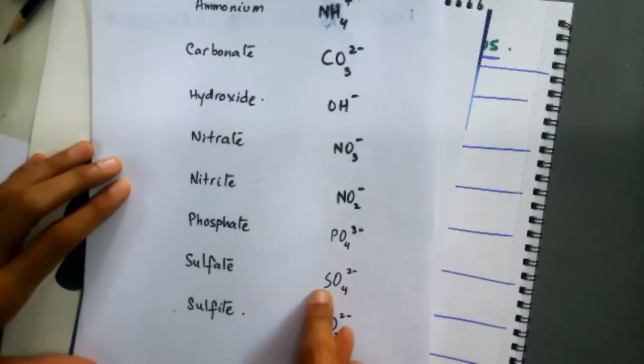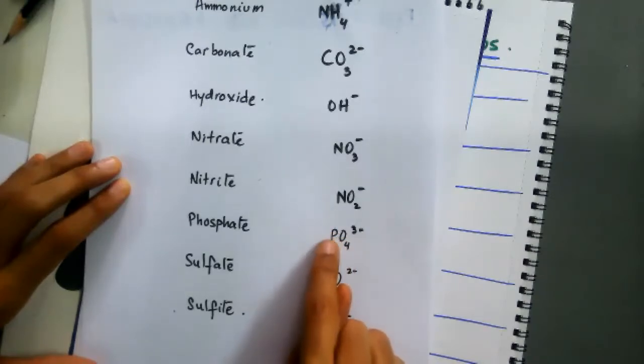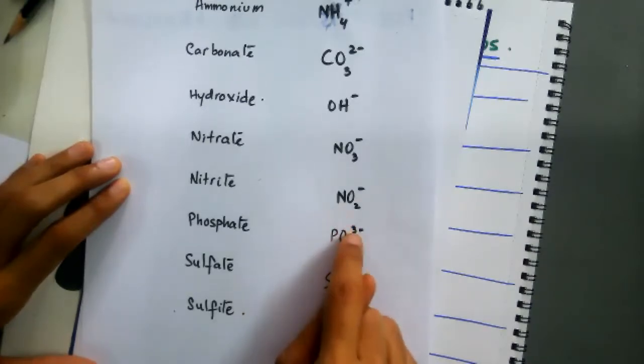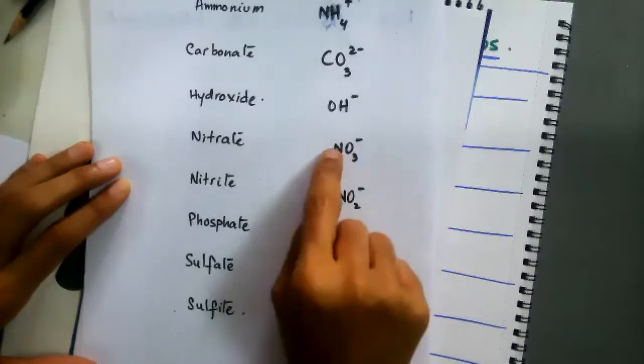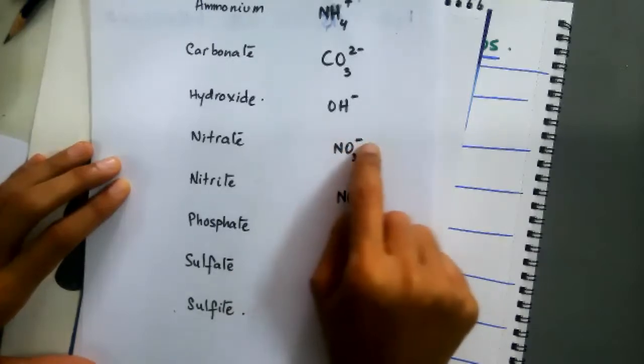Sulfate: 4 oxygen atoms and 1 sulfur, and the whole thing has a negative 2 charge. Phosphate: 4 oxygen atoms and 1 phosphorus atom, and the whole thing has a 3 minus charge. Nitrate: 3 oxygen atoms, 1 nitrogen, and the whole thing has a negative charge.